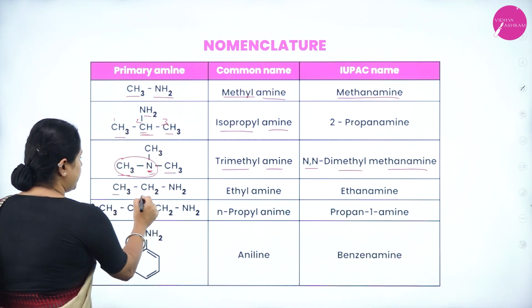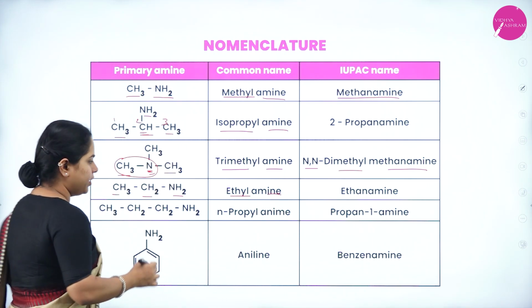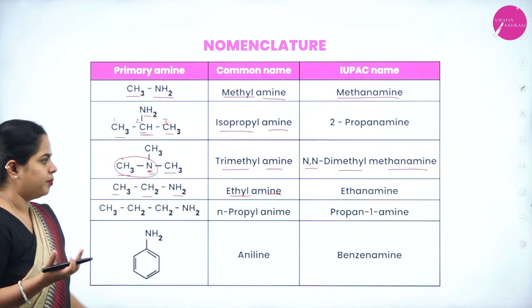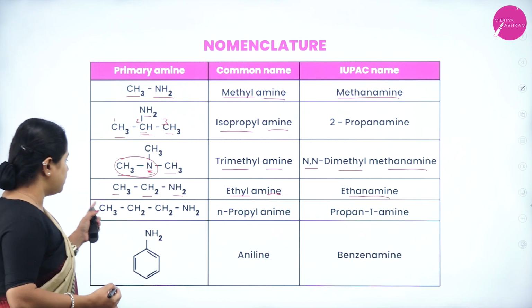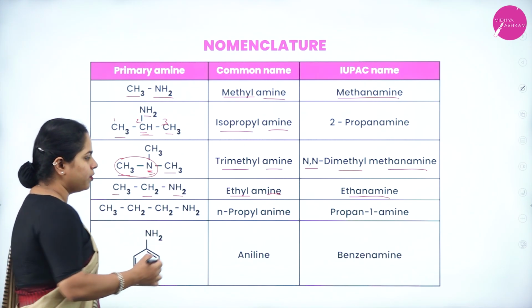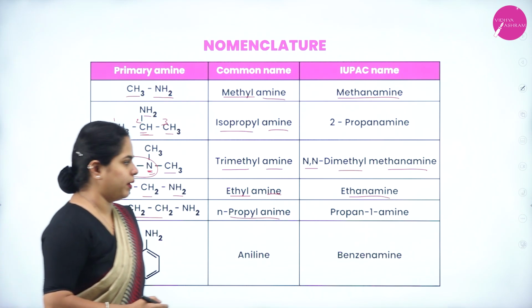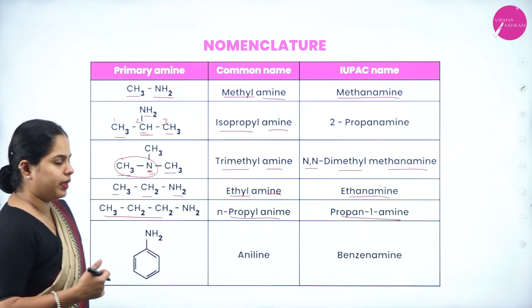Clear? You have CH3, CH2, NH2. So this is ethylamine. Simple. Ethyl, CH3, CH2 is what? The alkyl group here is ethyl. Now the IUPAC name is ethanamine. Now you have CH3, CH2, CH2, NH2, which is propylamine. So you have 3 carbon atoms here. So it is propylamine, and it is propan-1-amine in case of the IUPAC name.